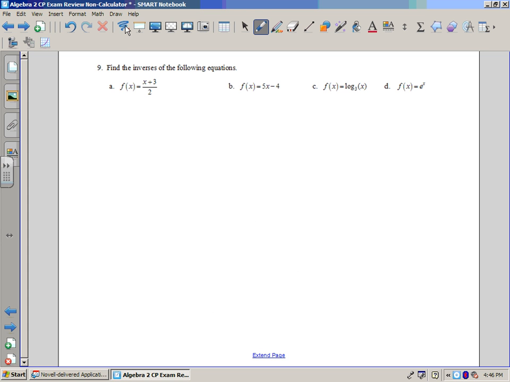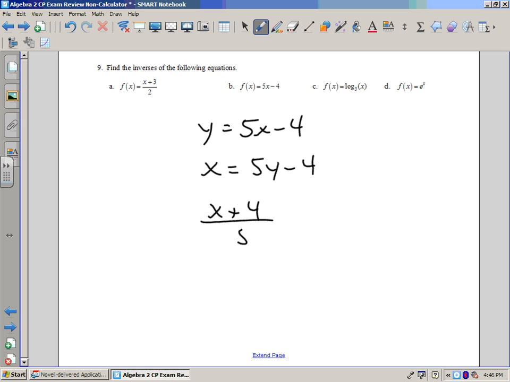For B, y is equal to 5x minus 4. Switching the x and y, x is equal to 5y minus 4. Adding 4 to both sides, and then dividing by 5, we get y is equal to (x plus 4) divided by 5.